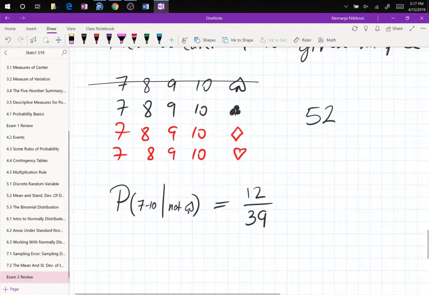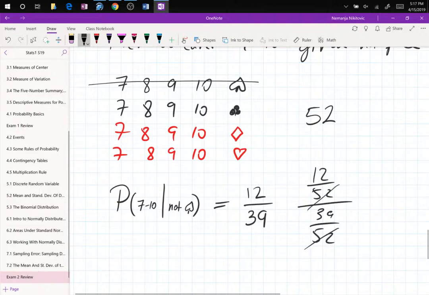Yes? When doing this, you brought up the probability of A and B over the probability of B. So would you have to divide that by the probability of not spades, or is that just your answer? Well, if you want to use the formula, this would be 12 out of 52 divided by 39 over 52, and the 52 cancels, because there are 52 cards in total.